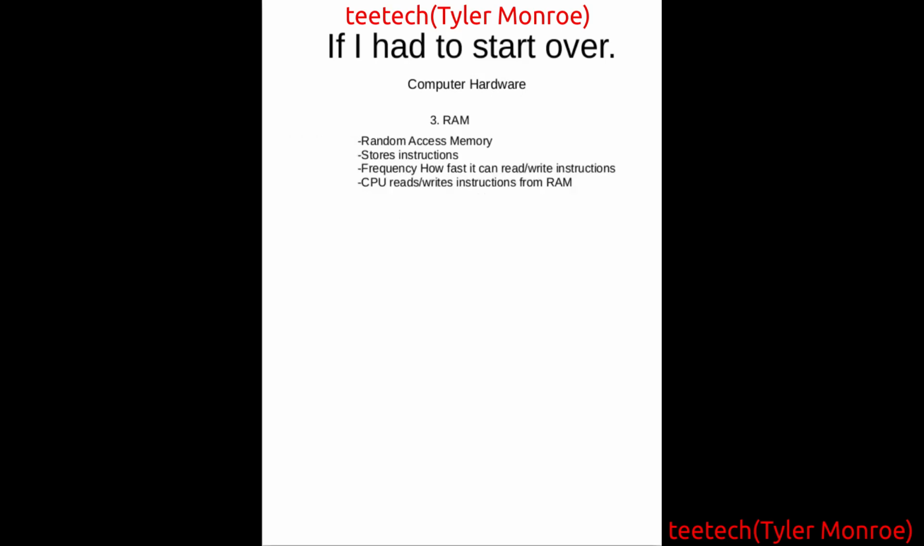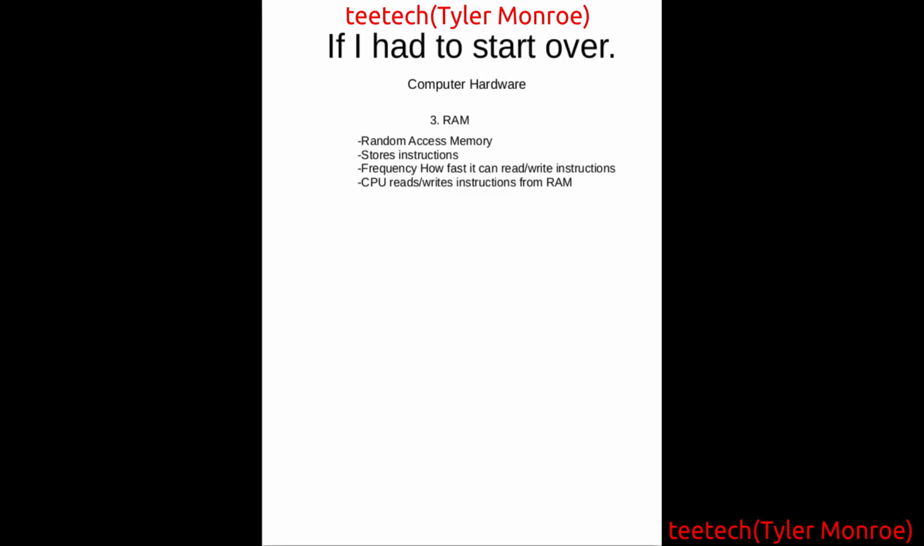So, the RAM, as we just touched on, the CPU and RAM communicate together, and the motherboard connects it all together. So it stands for Random Access Memory. It stores the instructions. So anything you can think of, when you open a program, it's stored in RAM to be operated on and run, okay? Similarly to the CPU, the frequency is how fast it can read and write those instructions, okay? The faster the frequency, the quicker you're able to send and receive data from RAM. Same thing with the CPU.